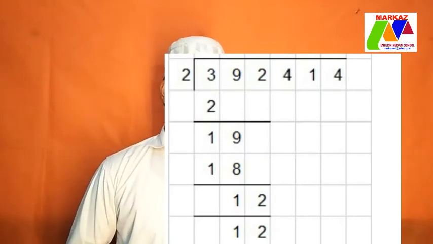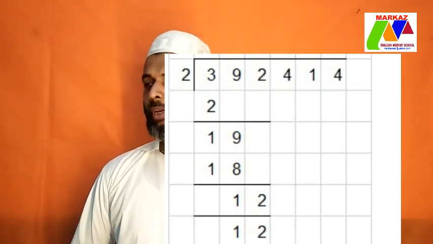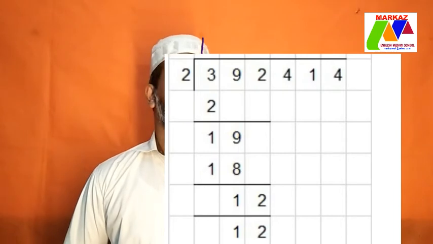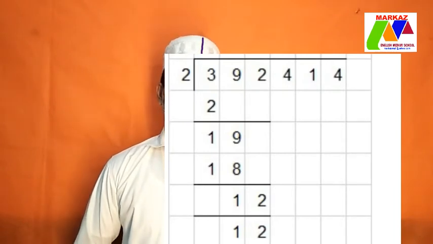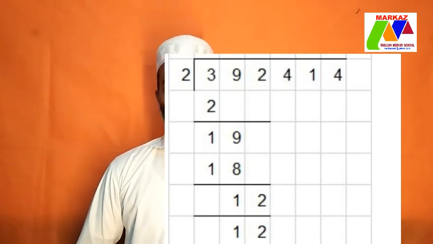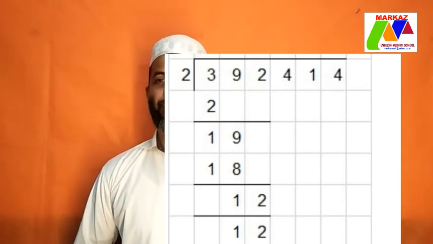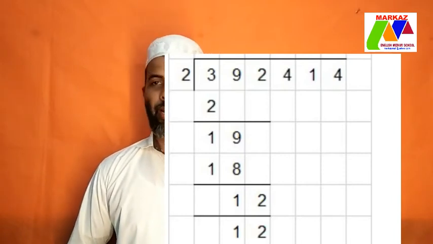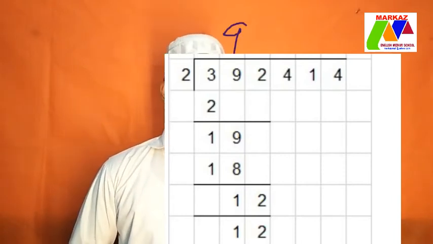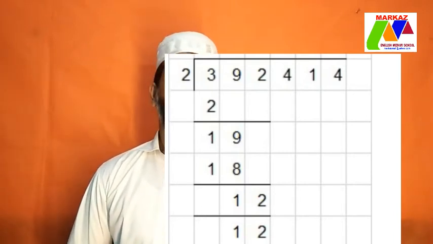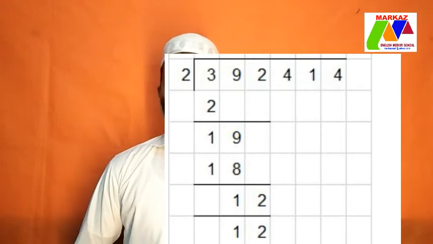3,92,414 divided by 2. How many 2's in 3? 1 time. Multiply 1 into 2 is equal to 2. Subtract 3 minus 2. Difference 1. Bring down the next digit. Now the dividend is 19. How many 2's in 19? 9 times. 9 into 2 is equal to 18. Subtract 18 from 19. Difference is 1.